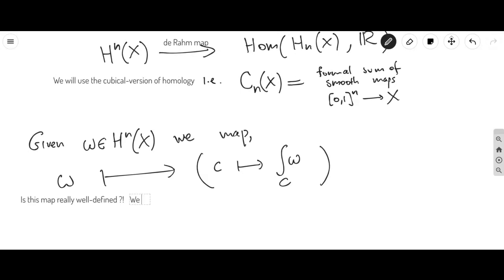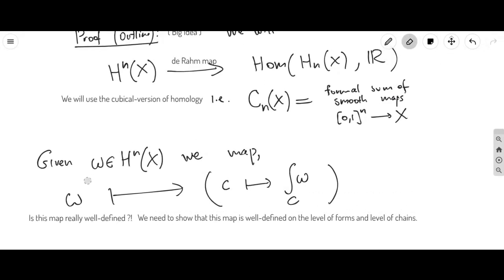So you have to show both ways. We need to show that this map is well defined on the level of forms and level of chains. Because there's really two issues where the map might become undefined. If we choose a different representative, maybe we get a different answer. But we're also choosing a representative in the homology. What if we use a different representative for a cycle? How do we know we get the same thing?